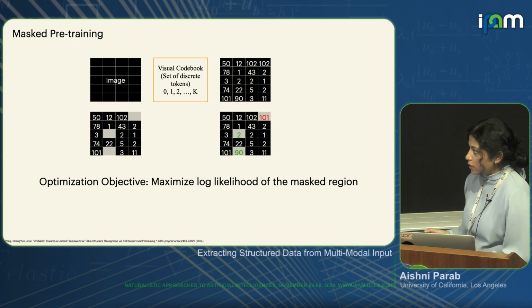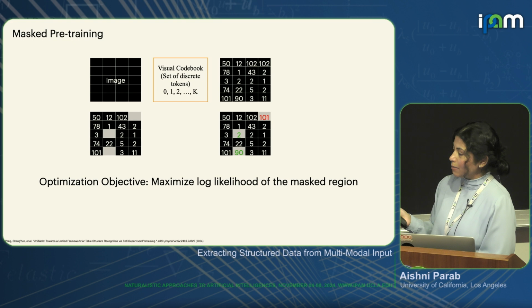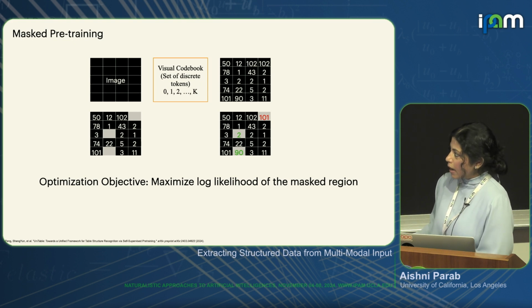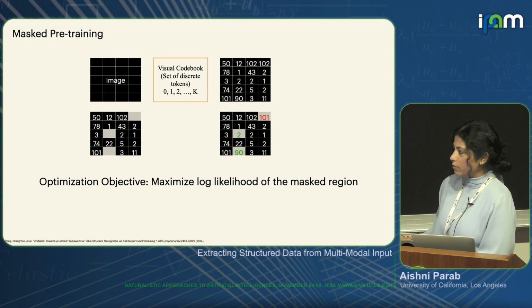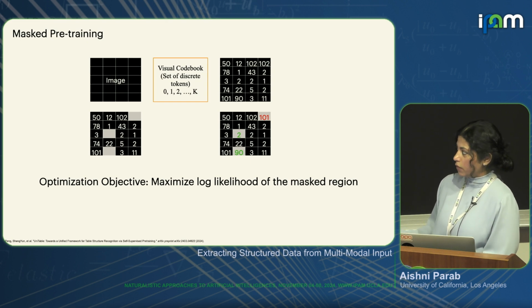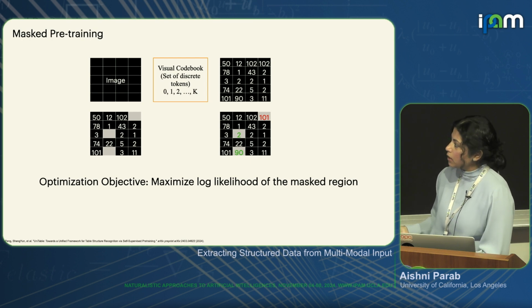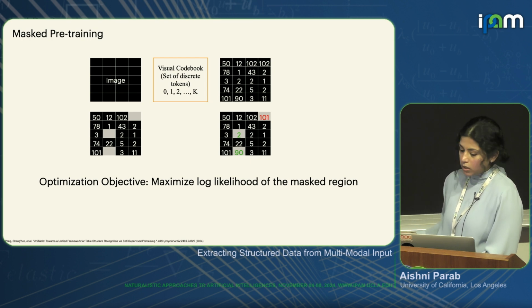Okay. So once the visual codebook is trained, the model is further tuned using masked pre-training. So what happens here is 40% of the patches are randomly masked out, and the optimization objective is to maximize the log likelihood of the masked region. And this way, the model learns how to predict tokens for each of the patches of the images.